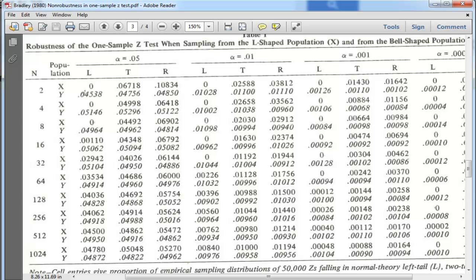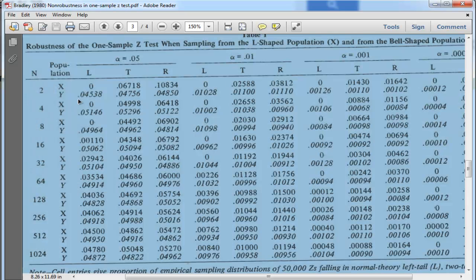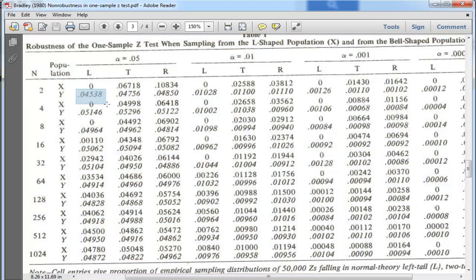And when Bradley looked at the one sample z-test with a sample size as small as 2, he actually found that the p-value, or the type 1 error rate, was equal to about 0.45 to 0.48 across these 3 distributions, all of which are normal, by the way. The other pieces of information are relevant to the robustness of the z-test, and I'm not interested in talking about that right now.